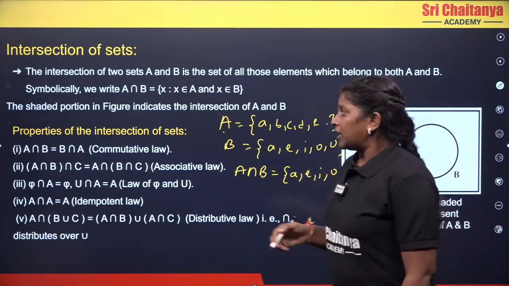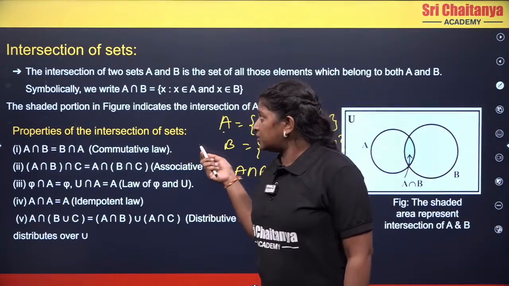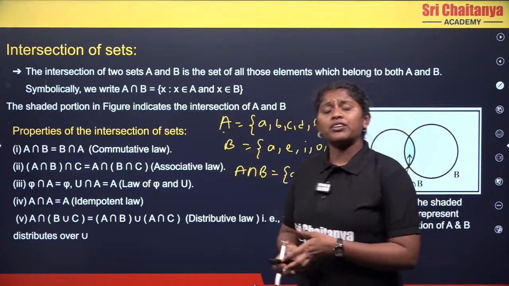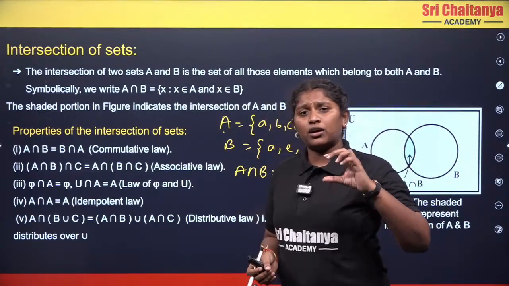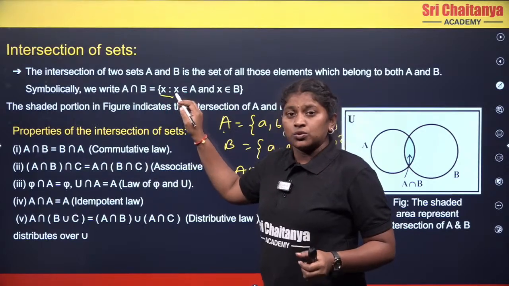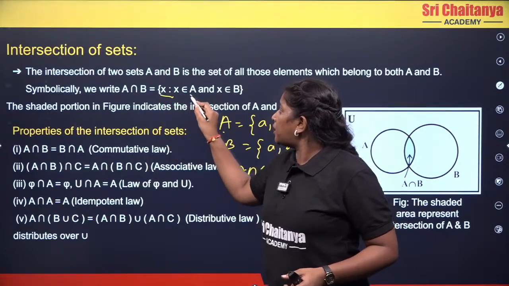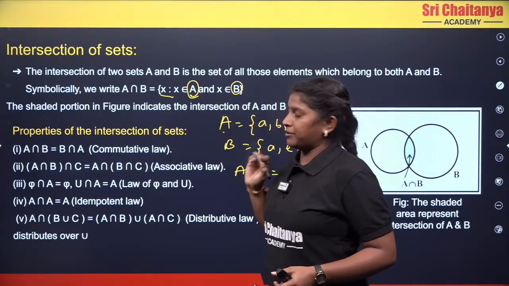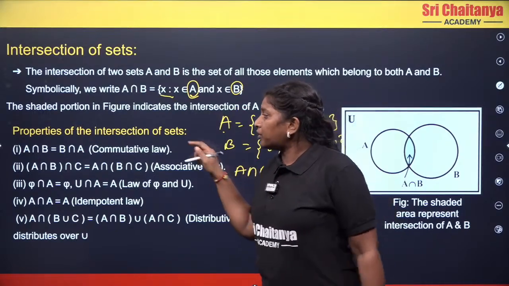Okay. Now let's see the properties of the intersection. How can we define the property for the intersection of sets? If we consider an element X, that element X should belong to both the sets A and B. Okay. Now moving to the next.